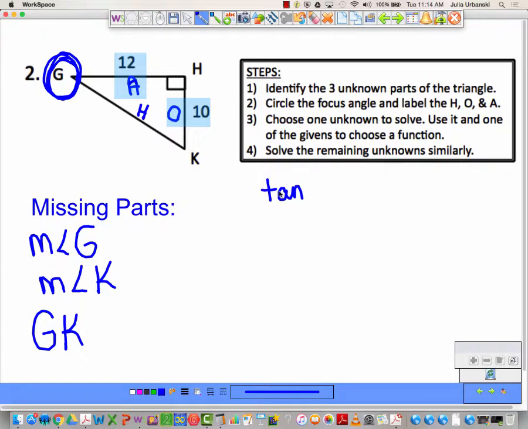Wait, tangent of what? What's my focus angle? G. Good. Don't know the degrees. That means we're going to use the inverse button. The tangent of G equals 10 over 12. Use the tangent inverse, and let's see what you get.